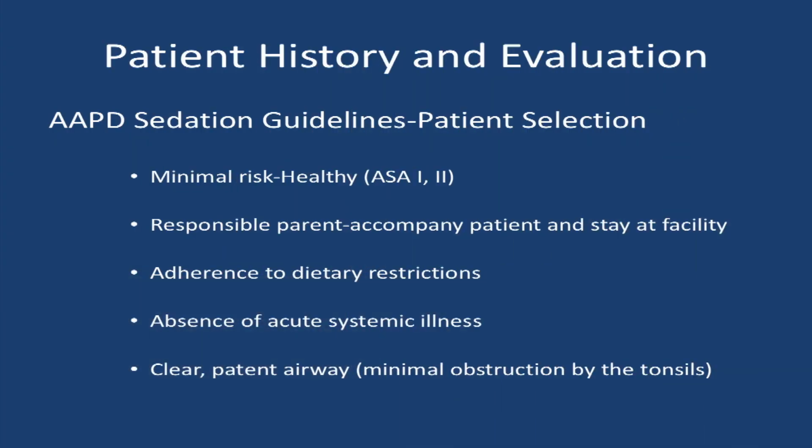The AAPD sedation guidelines for patient selection: minimal risk, and healthy, ASA 1 or ASA 2, which are controlled asthmatics, for example, or controlled diabetics, who have some medical condition but it's not debilitating. So ASA 1 are healthy children, ASA 2 are children that have some associated medical condition that is well controlled.